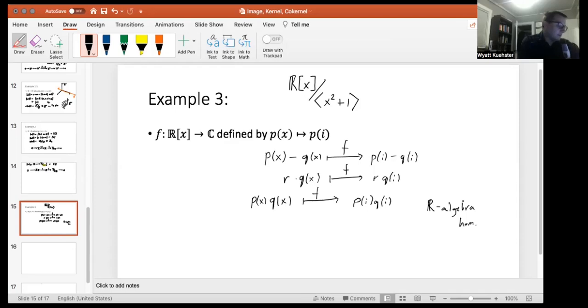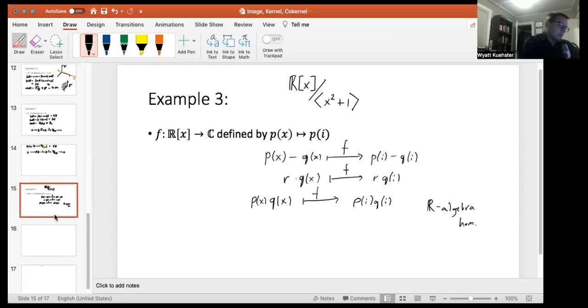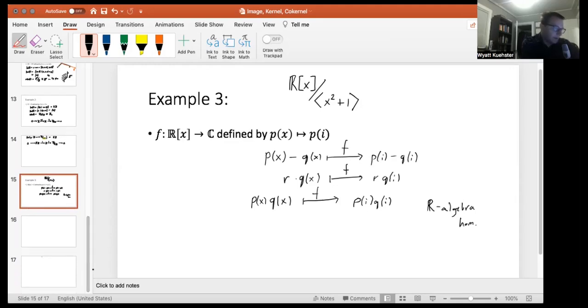I think we'll mostly think of this on the level of rings, because we're just thinking about this ideal. Okay, but we're trying to compute the image, the kernel, and the co-kernel of this. So let's look at that. First, I claim that the image of this map is C, the complex numbers, the whole thing. So it's a surjective map.